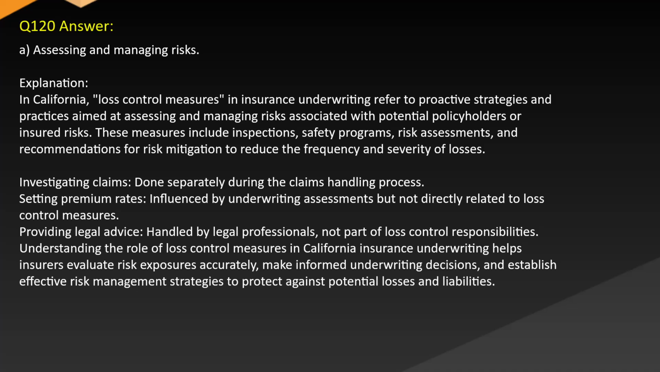Explanation. In California, loss control measures in insurance underwriting refer to proactive strategies and practices aimed at assessing and managing risks associated with potential policyholders or insured risks. These measures include inspections, safety programs, risk assessments, and recommendations for risk mitigation to reduce the frequency and severity of losses. Investigating claims, done separately during the claims handling process. Setting premium rates, influenced by underwriting assessments but not directly related to loss control measures. Providing legal advice, handled by legal professionals, not part of loss control responsibilities.